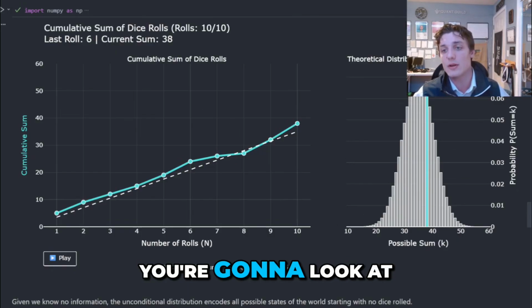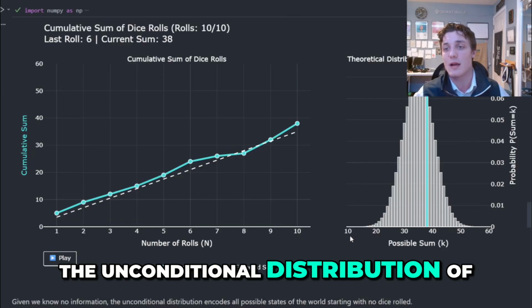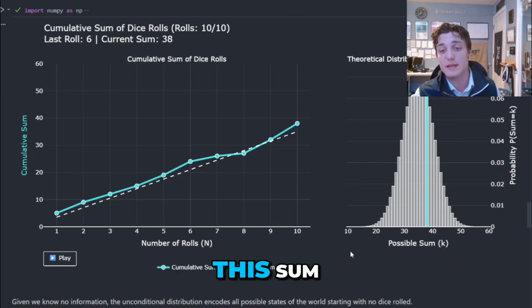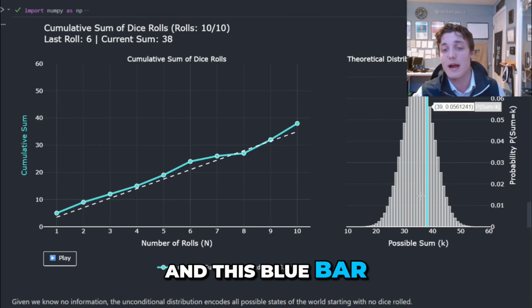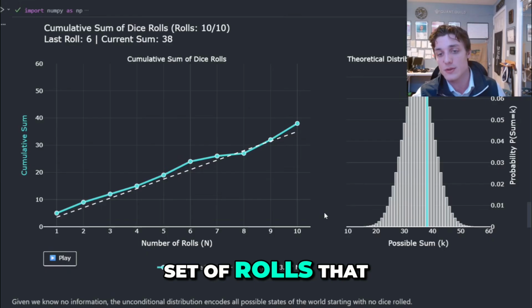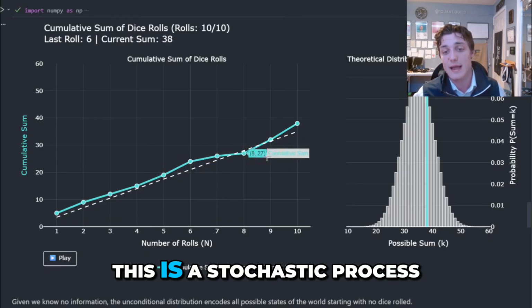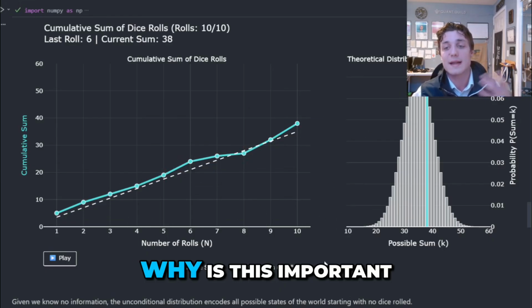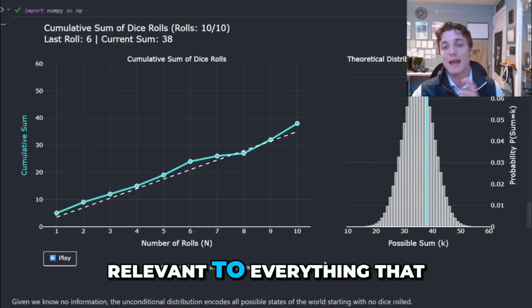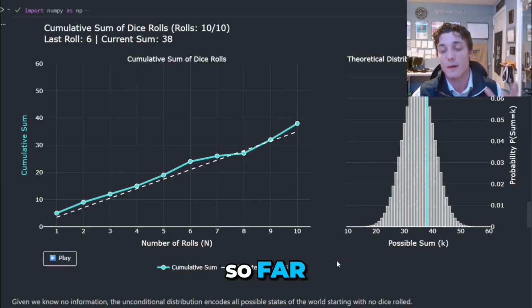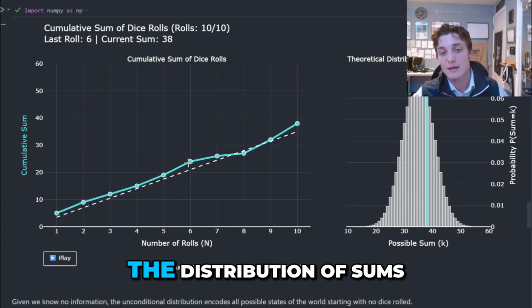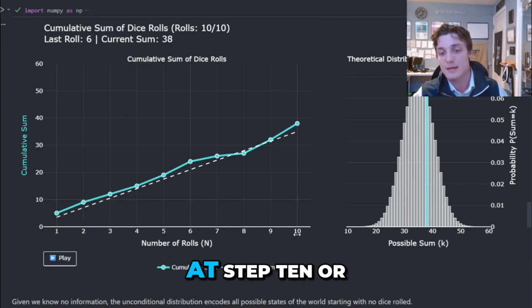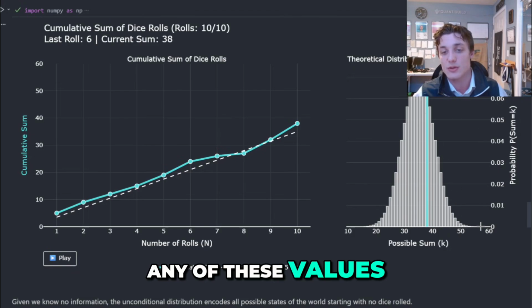On the right here, you're going to look at the unconditional distribution of possible terminal values for this sum. It could be anything along this distribution, and this blue bar highlights this one set of rolls that we happen to walk. This is a stochastic process. Now, why is this important and how is this relevant to everything that we've discussed so far? Well, this is the unconditional terminal distribution. The distribution of sums at step 10, or roll 10, could be one of any of these values.